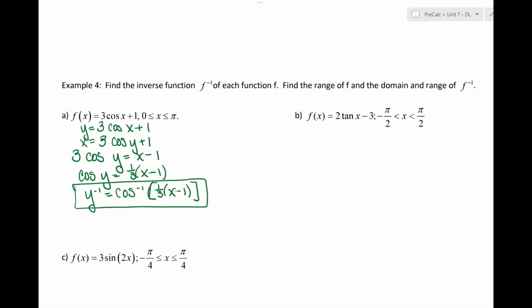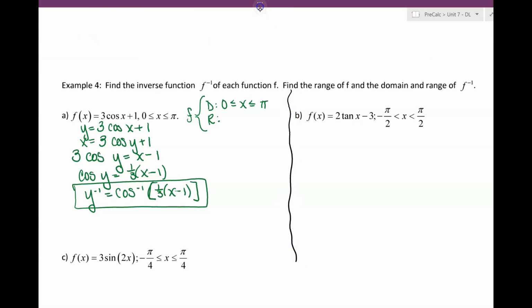It says find the range of f and the domain and range of f inverse. The reason being is because the domain is already given to us. Okay, so the domain, we're told, is between 0 and pi, which for the original is normally true. And then the range for this one, oh man, there's transformation. So we can't say it goes from -1 to 1. There's a vertical shift, and there is a vertical stretch.